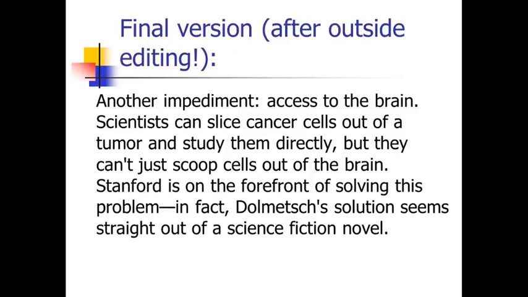Scientists can slice cancer cells out of a tumor and study them directly, but they can't just scoop cells out of the brain. Stanford is on the forefront of solving this problem. In fact, Dolmetsch's solution seems straight out of a science fiction novel. So you can see that's even more clear and even more elegant. This went through multiple rounds of revision to get that way. It didn't start that way.